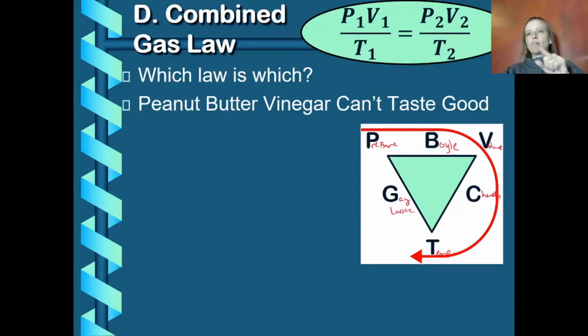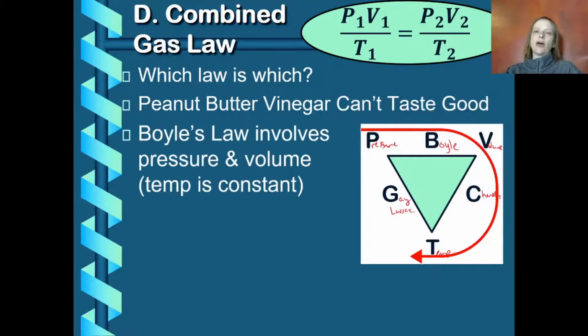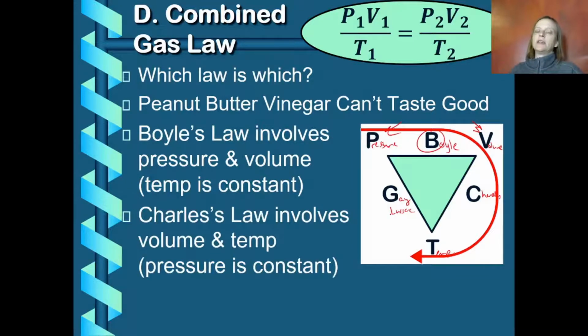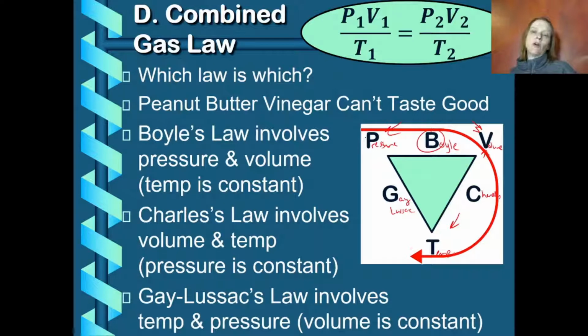And if you go around the circle like that, you see that the letters go in that order. This helps me remember that Boyle's law involves pressure and volume. I see that Charles's law involves volume and temperature, because it's between the V and the T. And then Gay-Lussac's law involves temperature and pressure. So if you're wanting to remember which one's which, that's how you can do it.